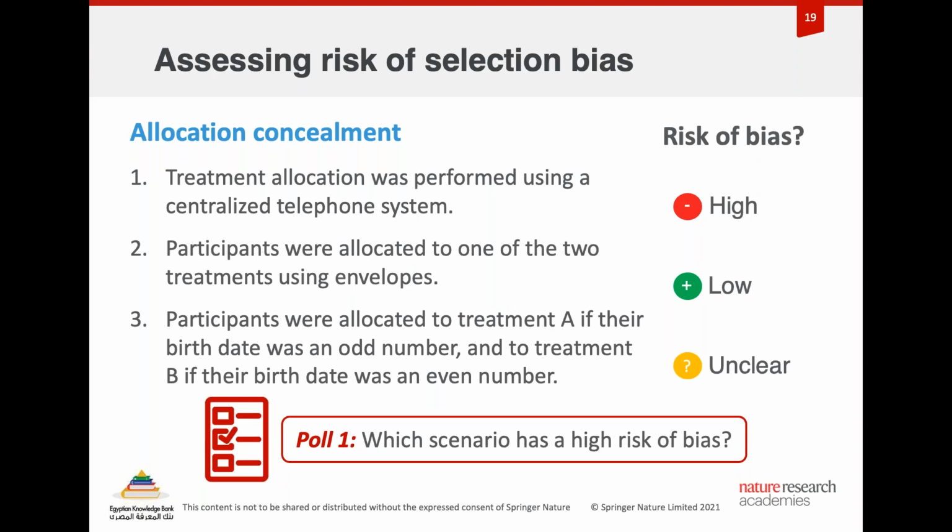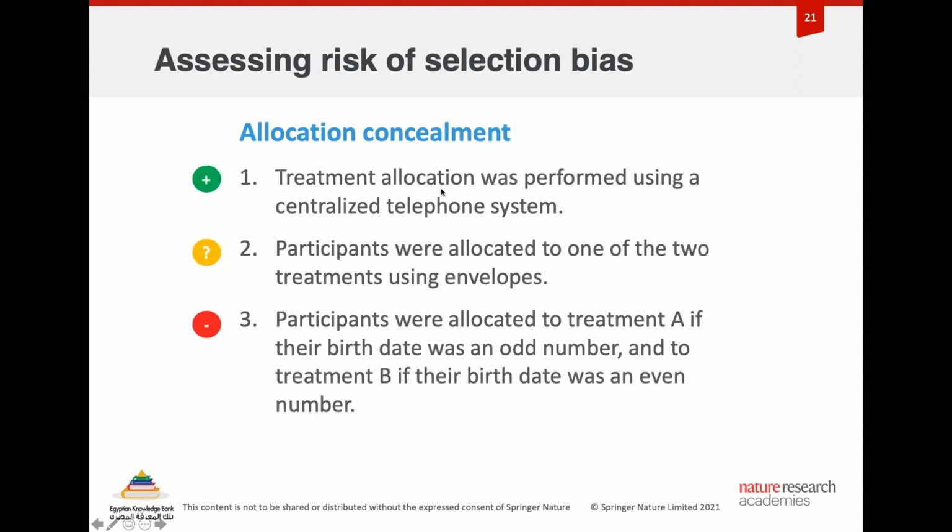I can see 35% of you said treatment allocation using a centralized system. Well, a centralized system that the investigator is not involved with would have very low risk of bias, because the investigator would have no clue what type of treatment the next participant is going to receive. And only 20% of you chose treatment allocation using envelopes. Basically, that's just unclear. So the first scenario would be considered very low risk of bias. Anytime you see a centralized system determining allocation, that's always going to be best.